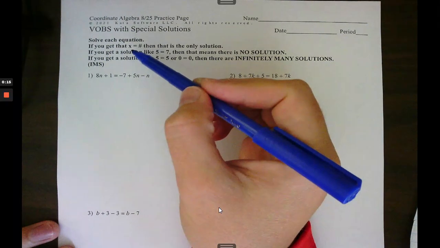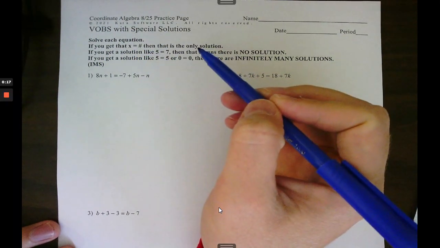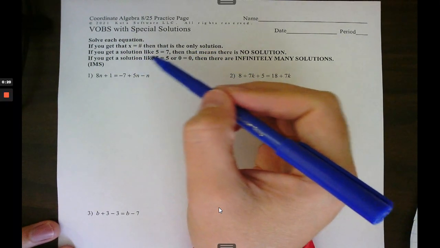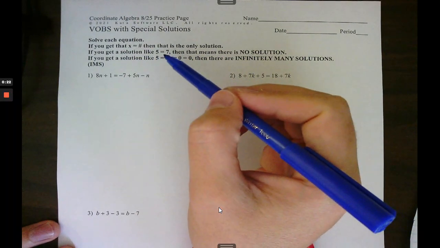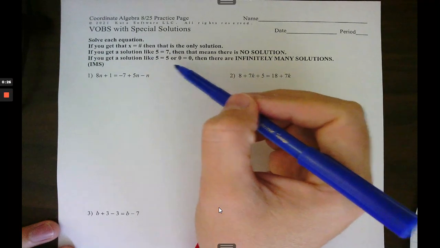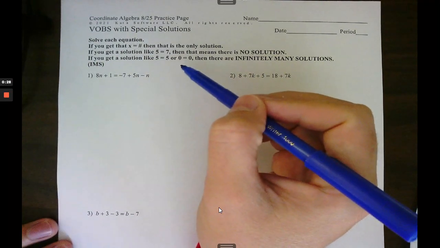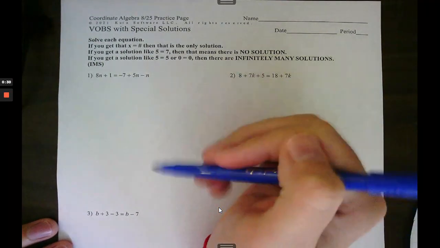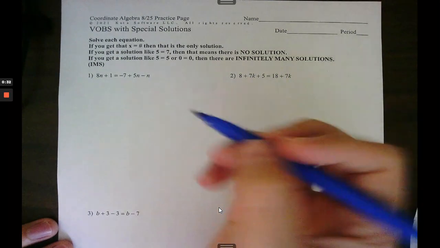If you get that x equals a number, then that's one and only solution. If you get two numbers equal to each other that is not a true statement, then that means there's no solution. And if you get 5 equals 5 or 0 equals 0, basically a number equal to itself, then there are infinitely many solutions. Alright, so let's go through these.